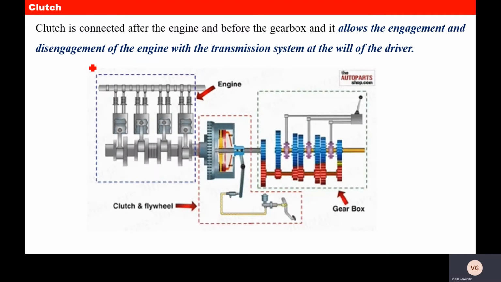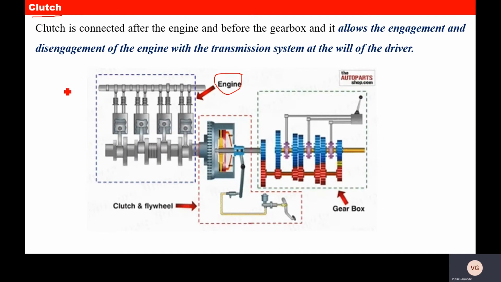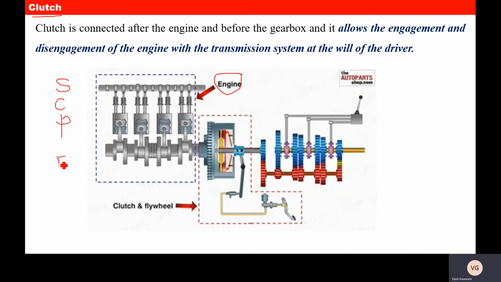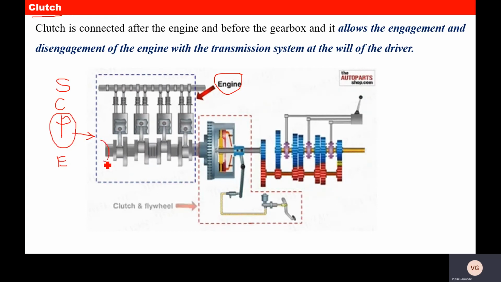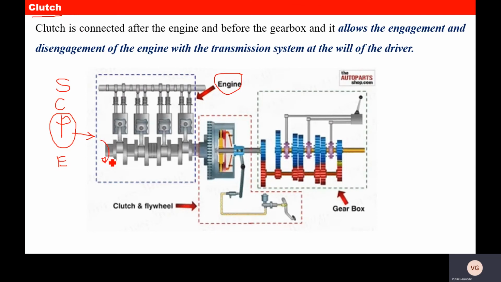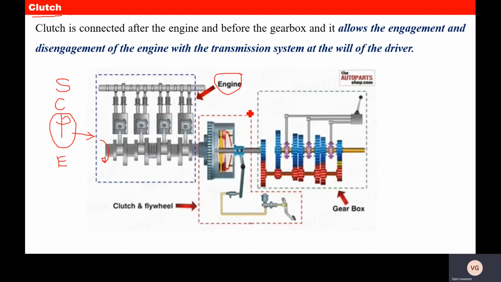Then let us take the next topic, that is the clutch. We know that the engine develops power in four strokes: suction, compression, power, and exhaust. During the power stroke, the engine develops the power. That power comes in the form of rotation of the crankshaft. This rotation we have to transfer to our wheels, and it is transferred first to the gearbox.